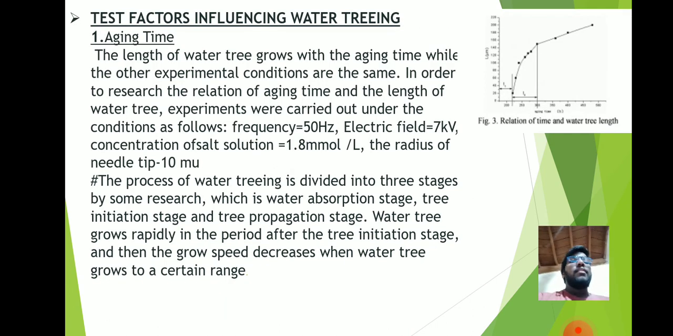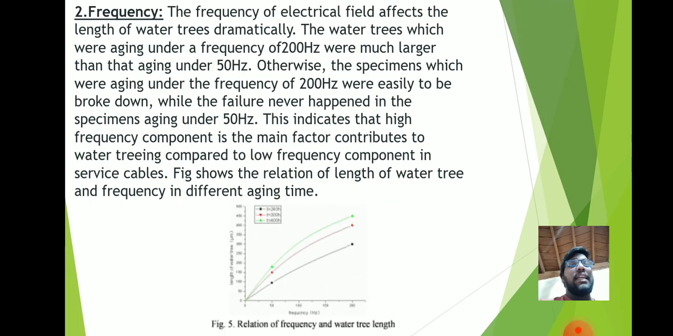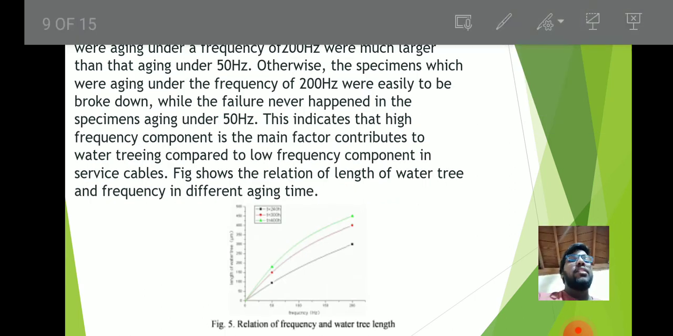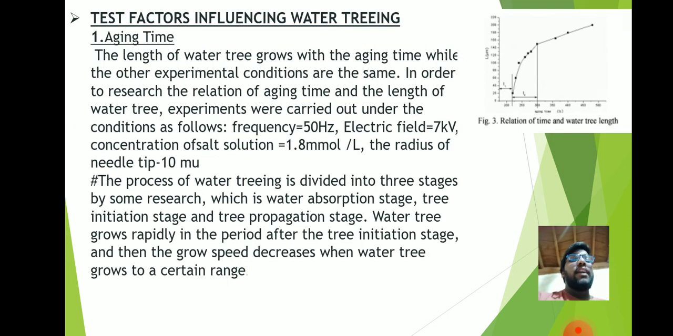Next, let us discuss the test factors that influence water treeing. The first one is aging time and the second one is frequency. These are the two influencing factors. Let us discuss these two briefly.